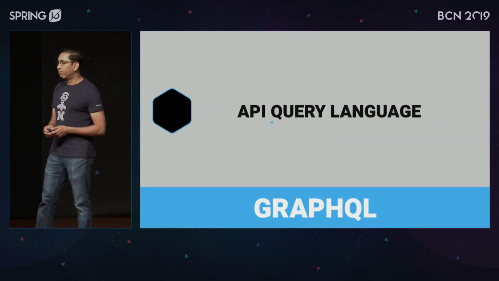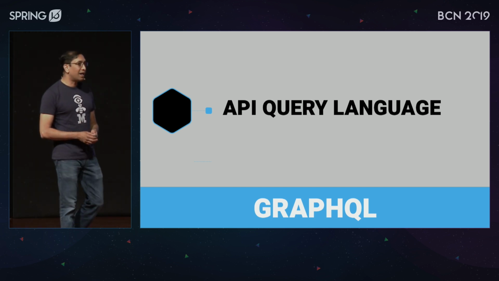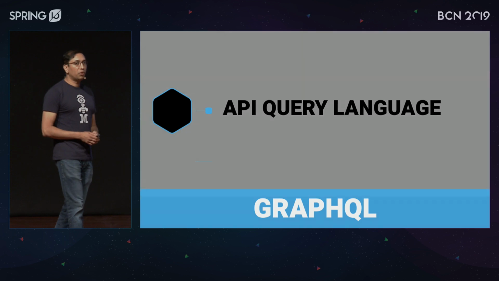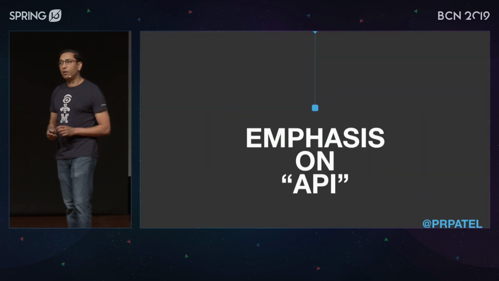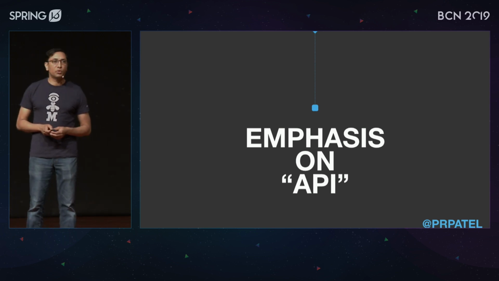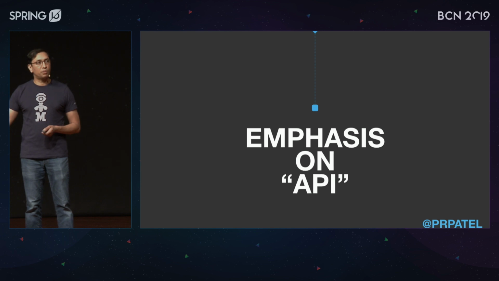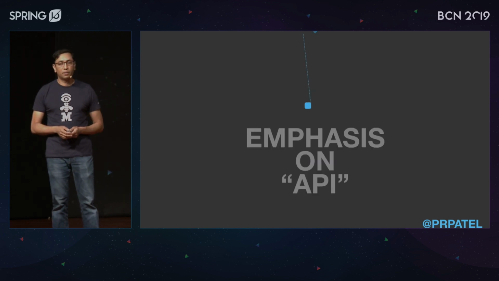Okay? So, the other thing to note is that GraphQL is an API query language, and the key word there being API, okay? So the emphasis on GraphQL is around building APIs. And as we go through and do some demos, you'll see hopefully how that works in terms of building out GraphQL queries and how they relate to an API that you're building behind it, okay?